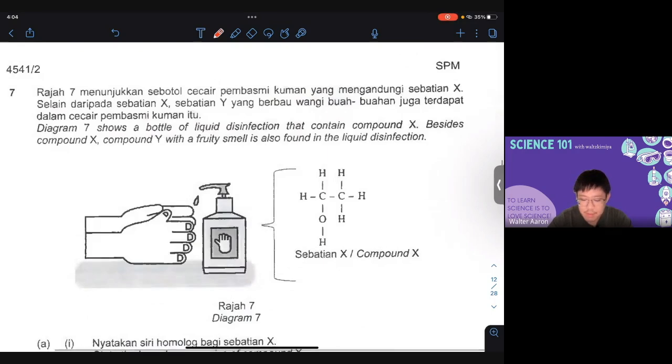Let's go to number 7. Diagram 7 shows a bottle of liquid disinfectant, I think. Most likely it's liquid hand sanitizer. It's not disinfectant, because disinfectant is actually quite strong to be used on the hand, so it's a hand sanitizer. It contains compound X. Besides compound X, compound Y with the fruity smell can also be found in the liquid sanitizer.